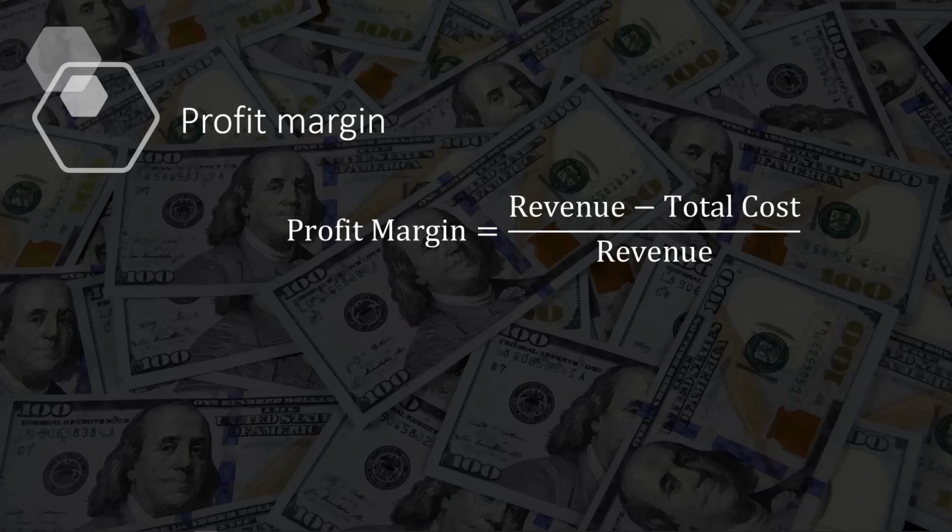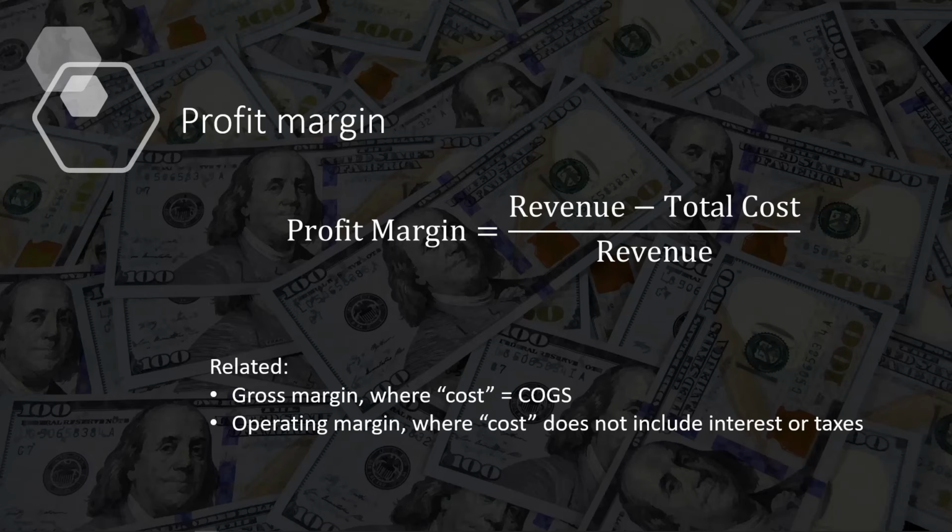One thing to notice is that sometimes the total cost can be higher than the revenue. That is, the numerator can be negative, which would result in a negative profit margin. This happens often when the business first starts. So related to the concept of profit margin, we also have 2 other margins that are used often.